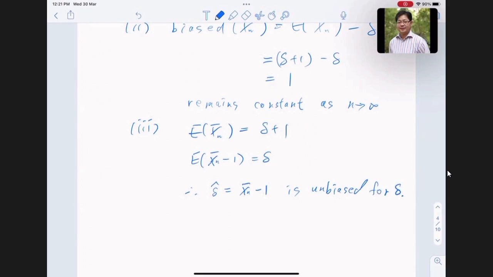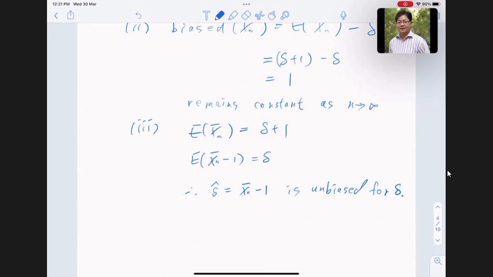So this is also a reason why we study the bias of an estimator, because after we obtain the bias, it suggests a way for us to modify it so that we can come up with an unbiased estimator. Is there any question?